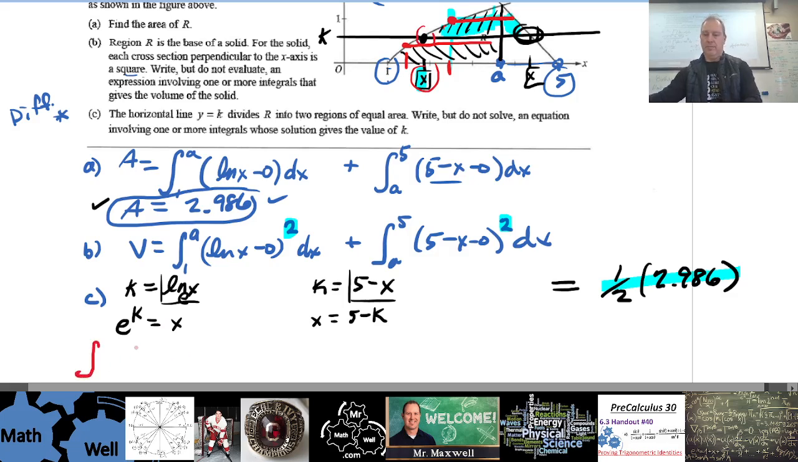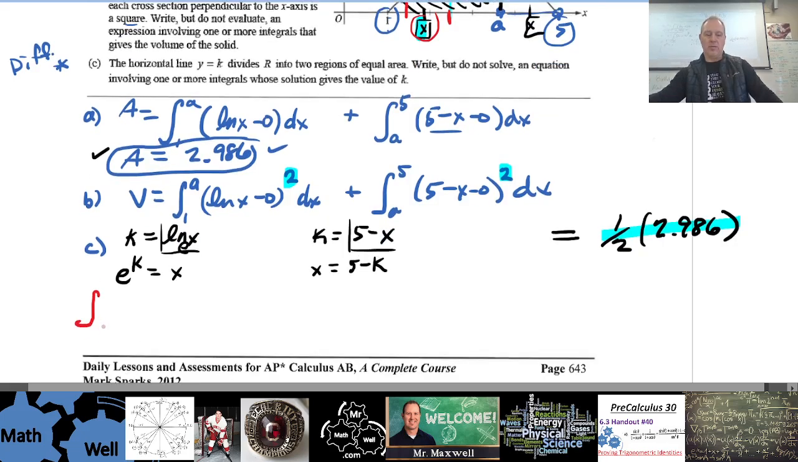The integral, I'm going to have to back up. The integral from this value of x, which is e to the k, to a. So e to the k to a, and that's going to be an integral involving ln of x, the upper function, minus the lower function now, which is k. I'm solving for k here. dx. Okay, plus the top half, or the half of the other section, which goes from a to 5 minus k.